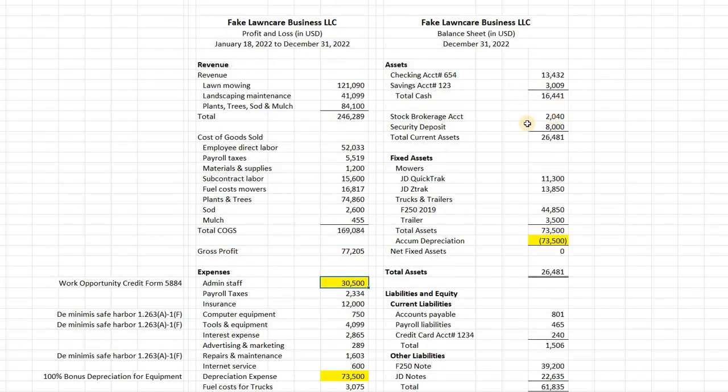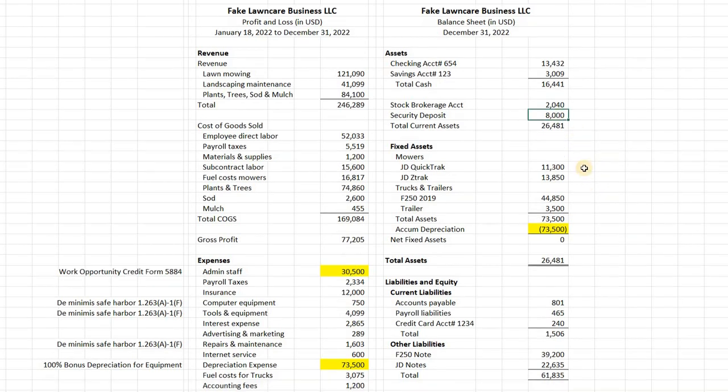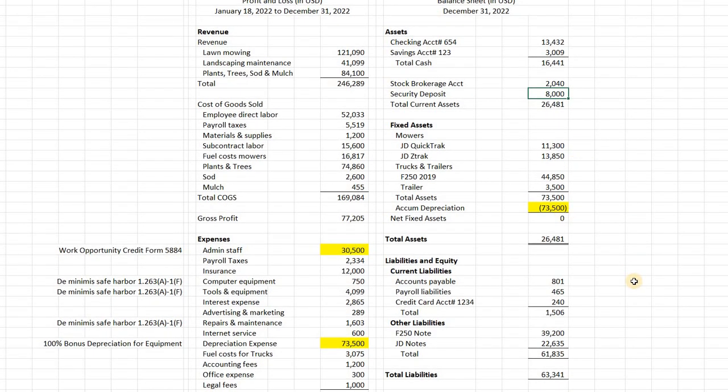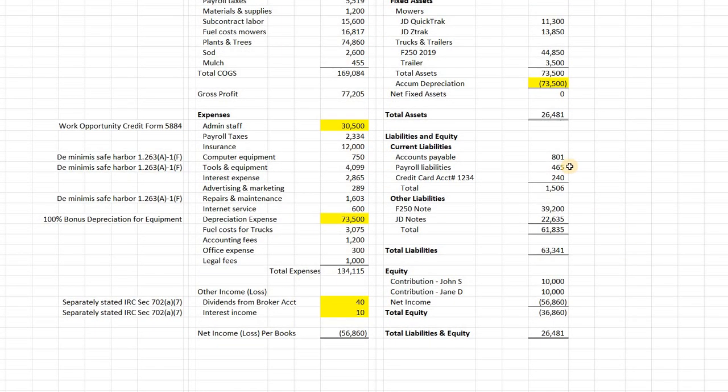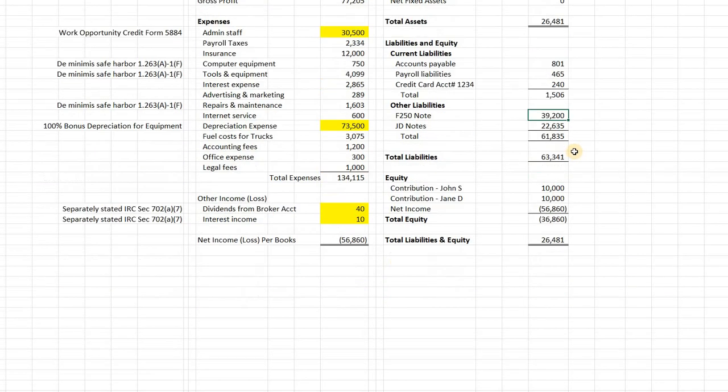Now on the right-hand side, relatively straightforward balance sheet, right? Cash accounts, the balance in the brokerage account, security deposits. We have the fixed assets there, the accumulated depreciation. Down here in the liabilities and equity section, we've got accounts payable, credit cards, and then we see here the note balances, right? So again, remember, we financed the purchases of not only the two tractors, but also the F-250, right? So the truck we purchased, we financed. So those are the balances at the end of the year.